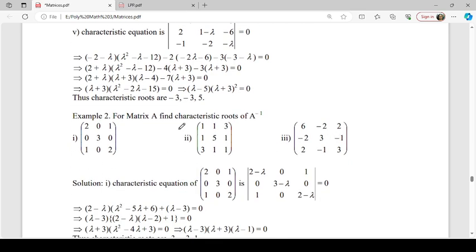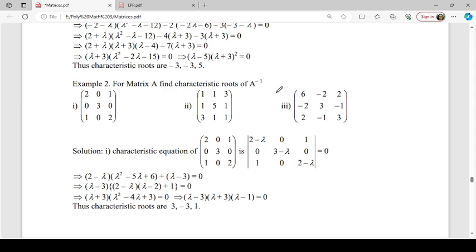Then the characteristic roots of A inverse. To find them, we find the characteristic roots of A and then take the reciprocal. We need not find A inverse.